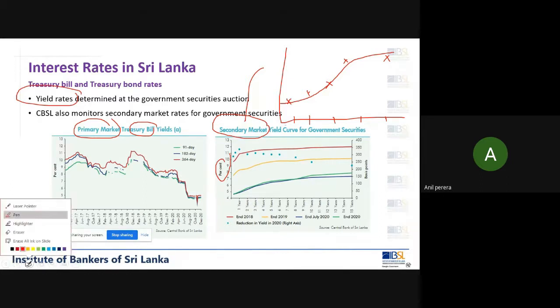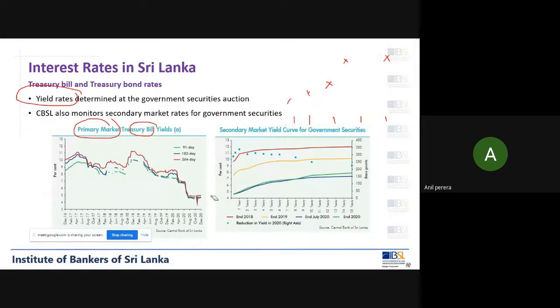Now let me ask some questions. What are the observations on this yield curve? At least we can take two important observations, as we have already learned last week. Can you identify two important facts about this yield curve? This is the yield curve in Sri Lanka, the latest yield curves up to 2020. When the maturity period increases, the interest rate also increases.